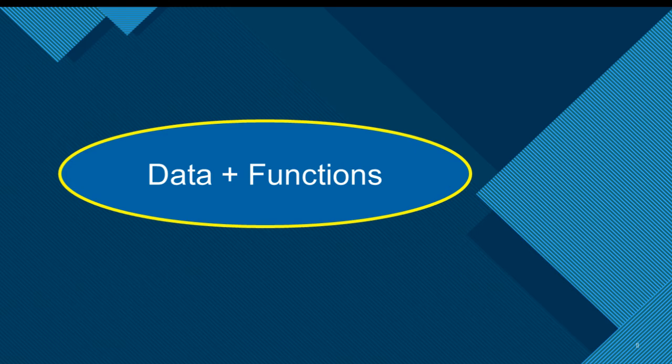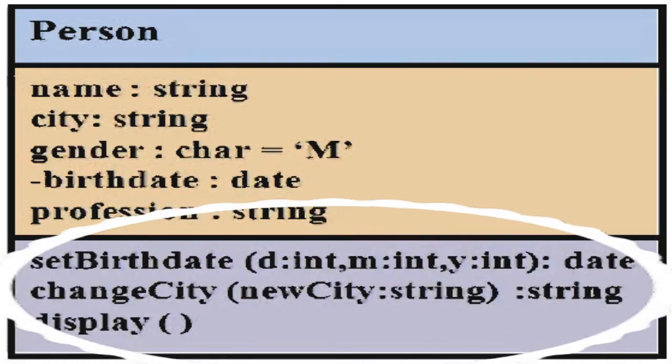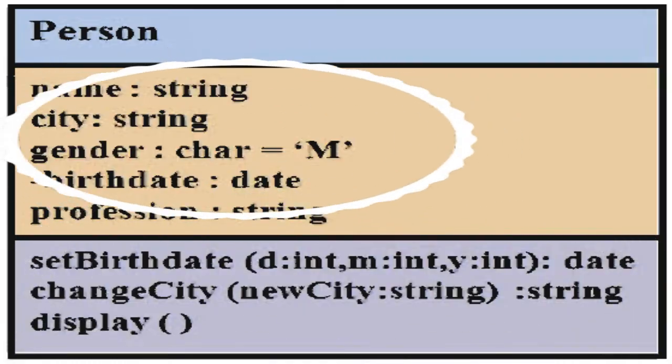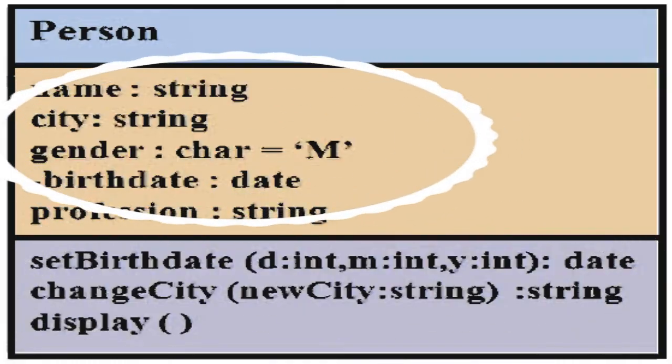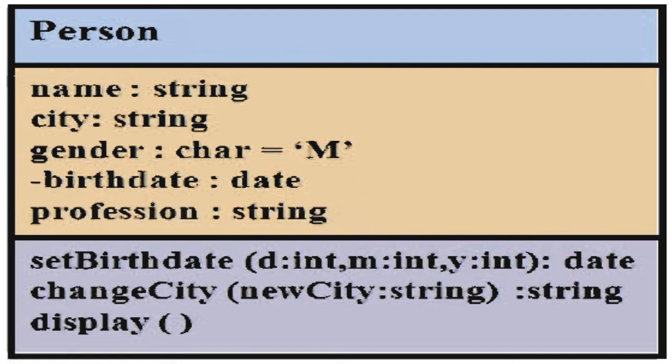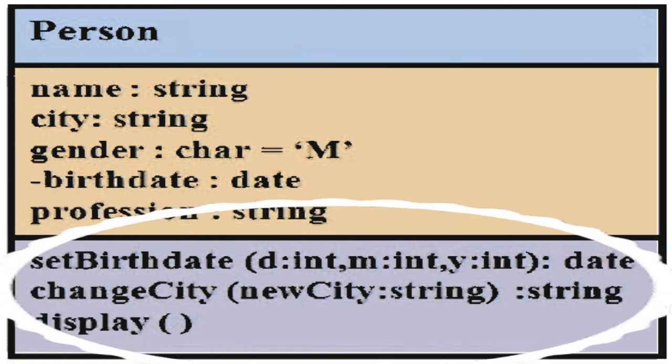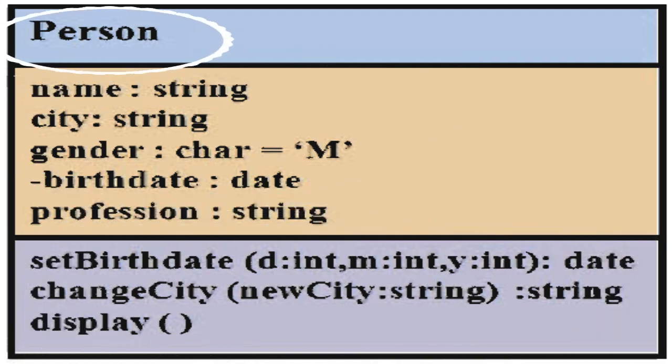For example, here we are moving back to understand this encapsulation process. Okay, these are methods. Okay, and this is data. So this data can be accessed or modified by these methods only, which are defined in this person class.